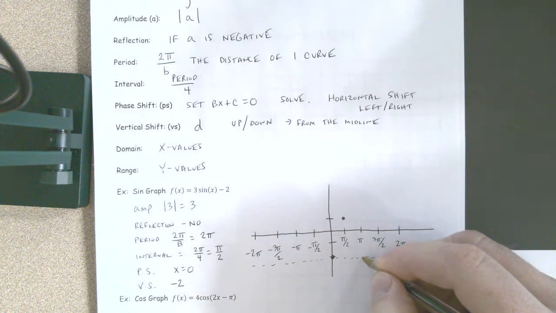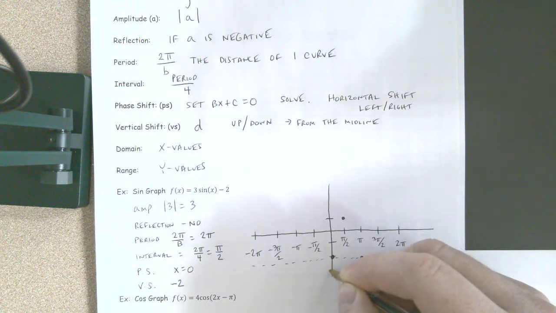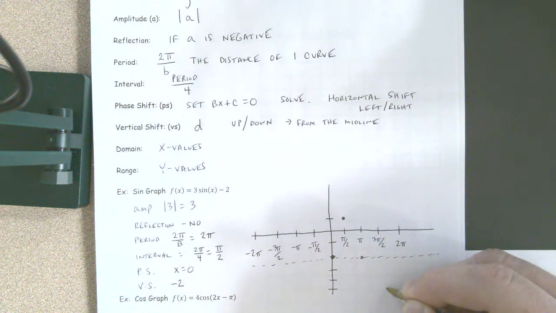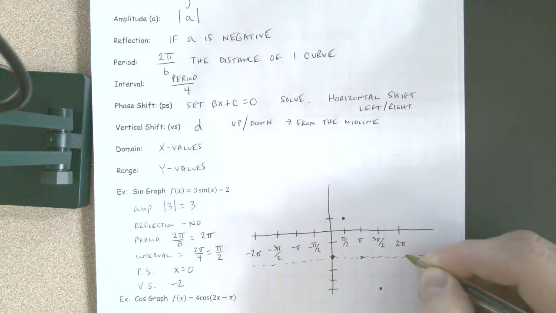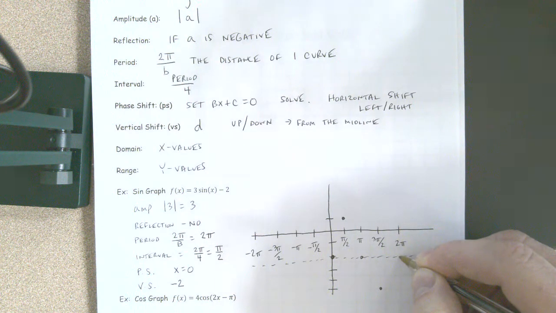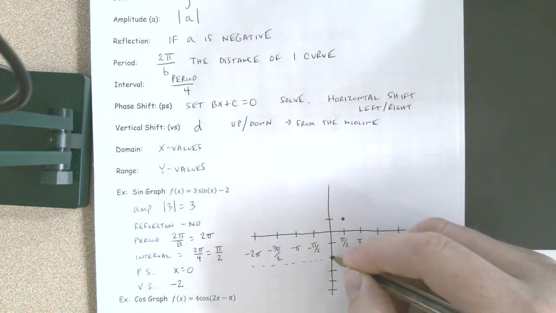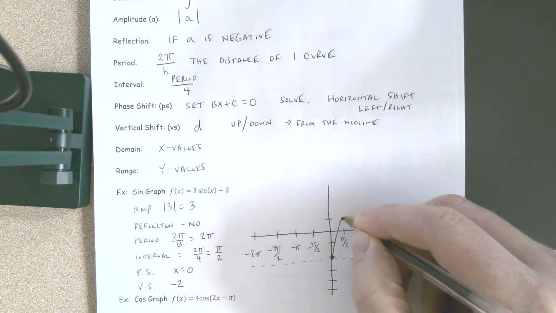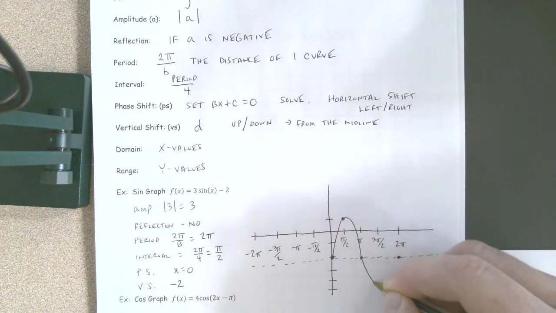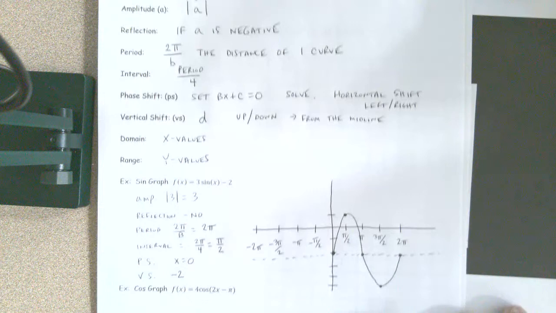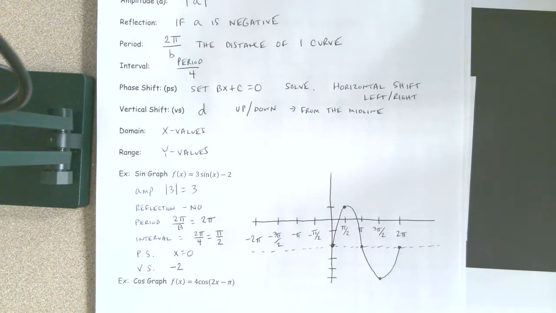Then I'm going to come back down to my midline at pi. I'm going to go back down 3 more. And then I'm going to come back up and finish my S. So here's one of my curves. Goes here, down, and finishes there at the midline.